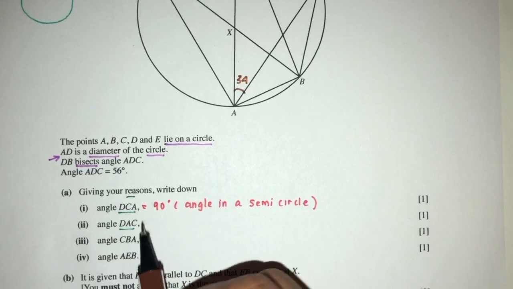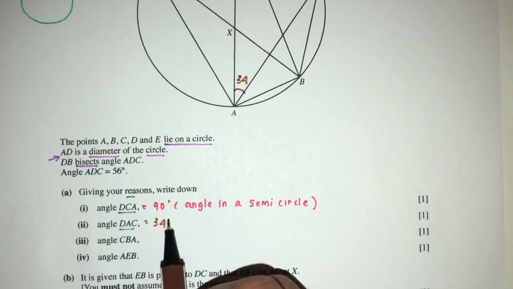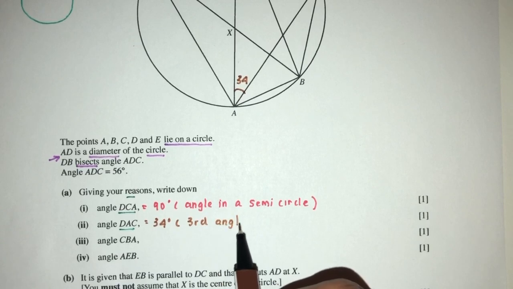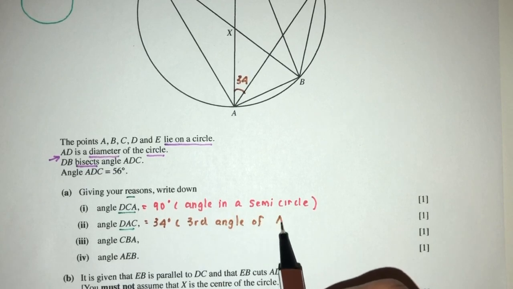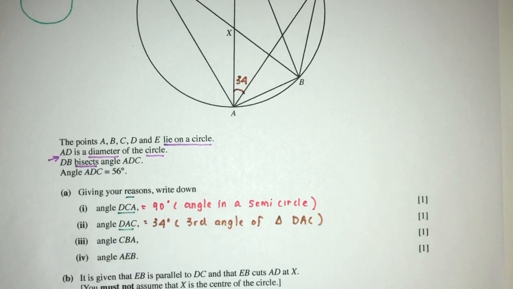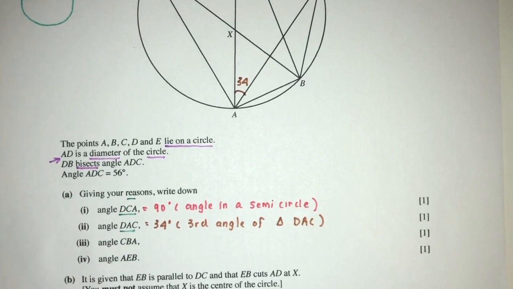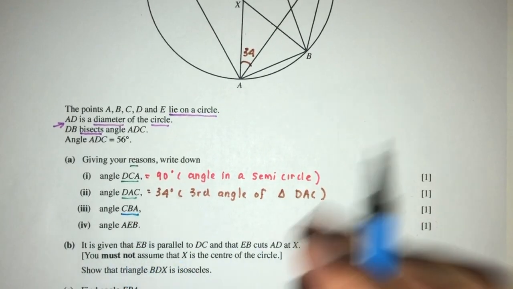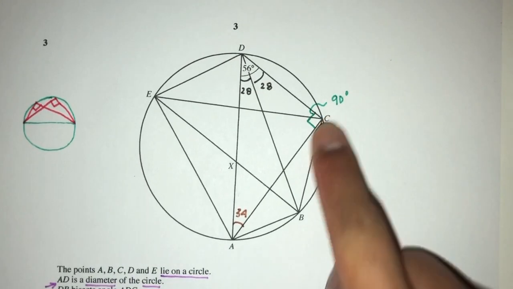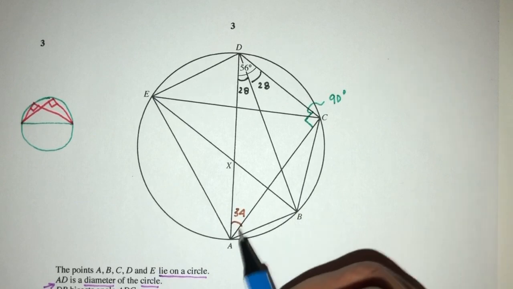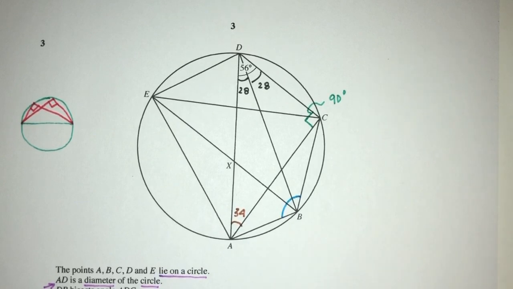So let's write this down. This has to be 34 degrees because it is the third angle of triangle DAC. That's the reason why. Now for part 3, we have to find the angle CBA. C is here, B is here, A is here. CBA. So this whole thing, okay?